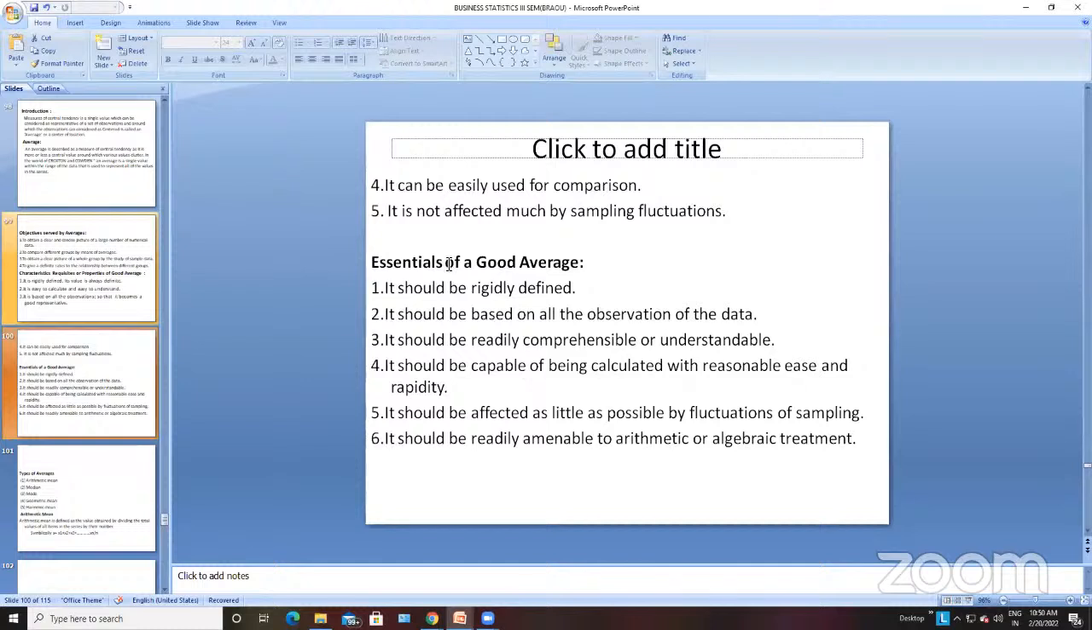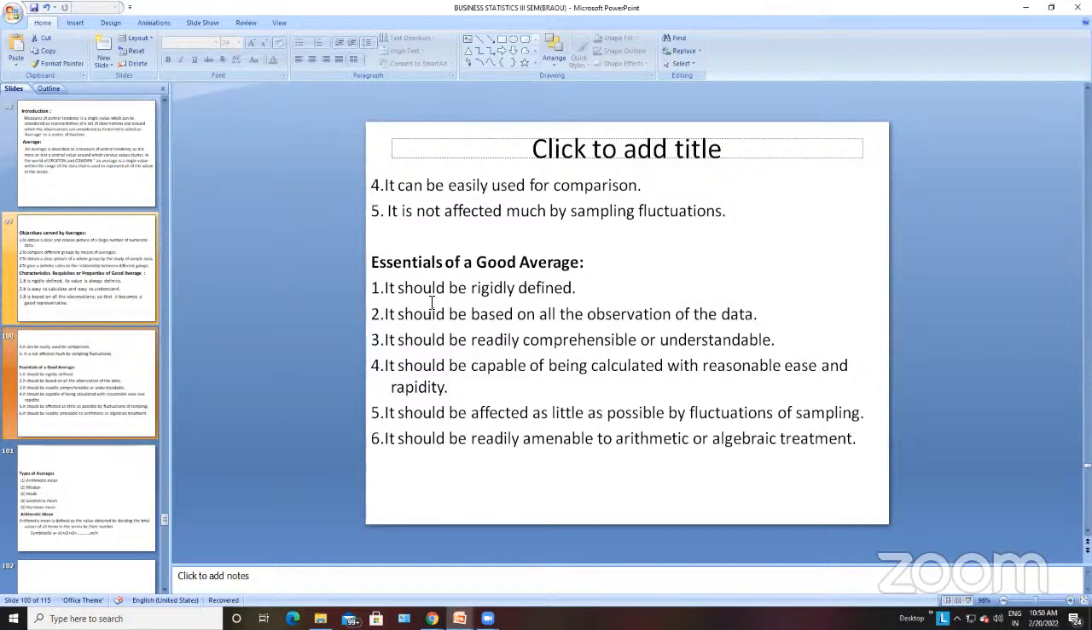Here, it is also very easily used for comparison, comparing A or B. The arithmetic mean is very useful for comparing both, and it is easy to calculate also. It is not affected much by the sampling method, that is, by fluctuation. The fluctuation is the ups and downs; it will not affect it anyway. And next is the essentials of a good average.